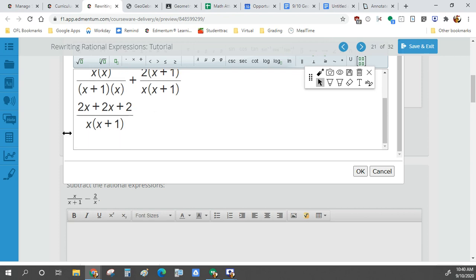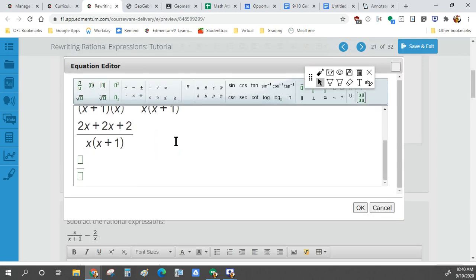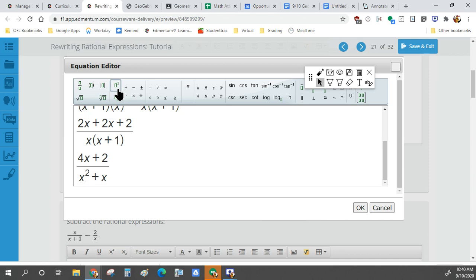So now that these are the same, I'm going to want to distribute those. So I'm going to go back up here, make my last, hopefully last fraction. This becomes 4x plus 2. And my bottom, after I distribute this out, is going to be 2x plus x. Or sorry, x squared. X times x is x squared. So I'm going to do this. This is x squared, not 2x. That was my bad.